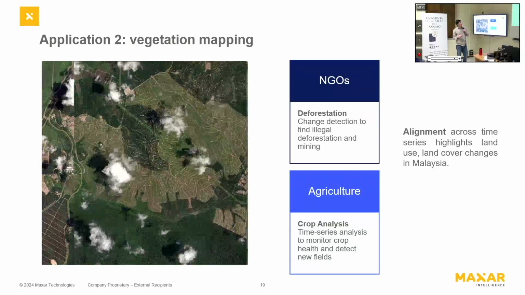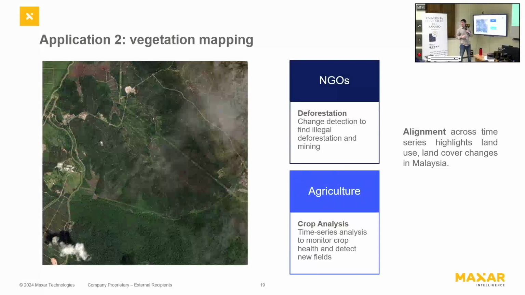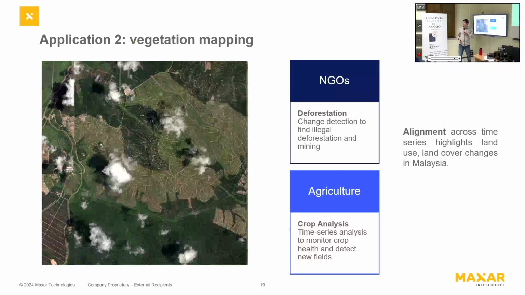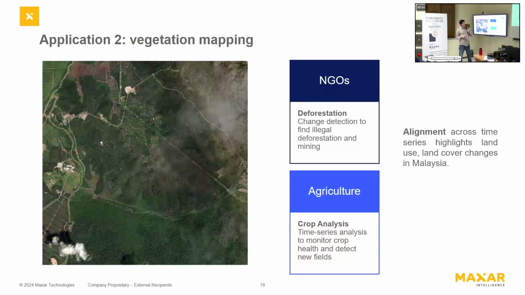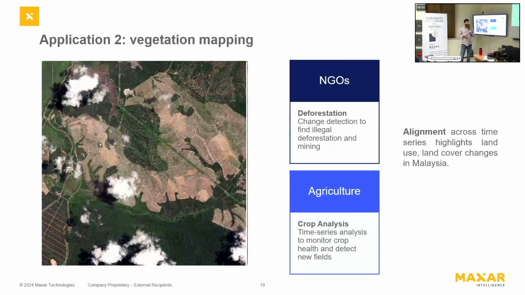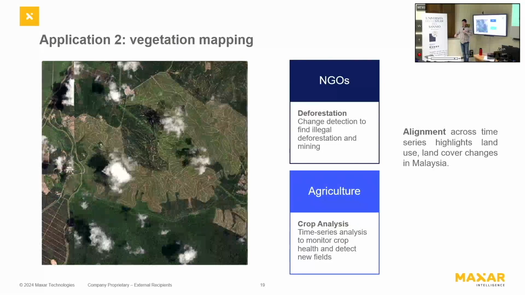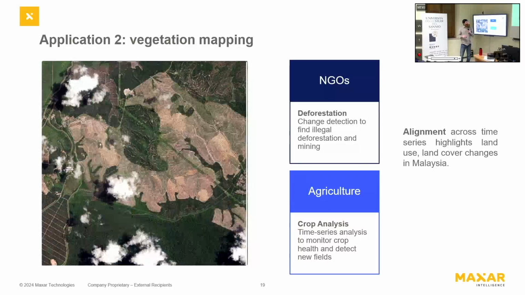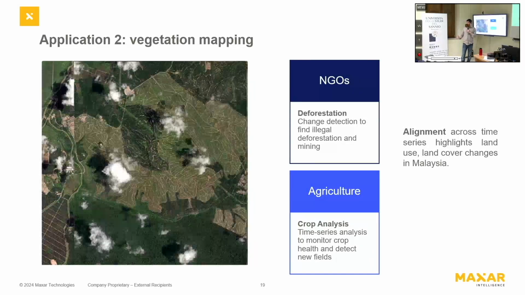So for example, if you're an NGO, you might want to look at illegal deforestation or mining. If you are some sort of company looking at agriculture, then you want to do a crop analysis. And so you have maybe a time series of data and you want to monitor your crop, and you want to be able to align the data so that you know that you're looking at your own field, not someone else's.